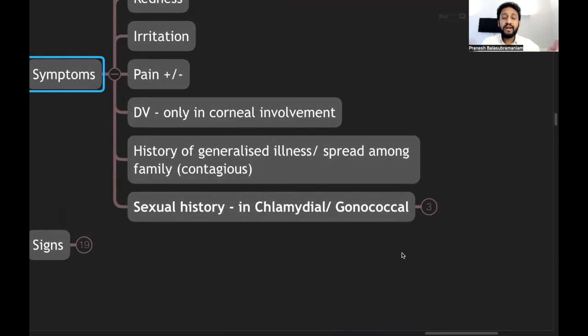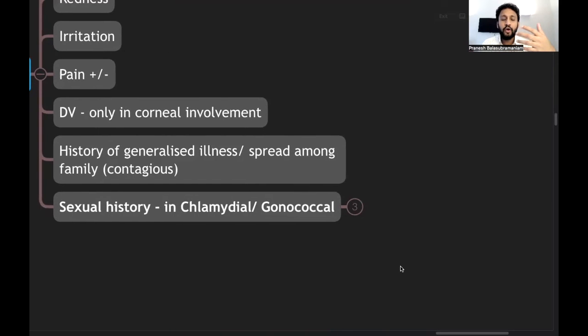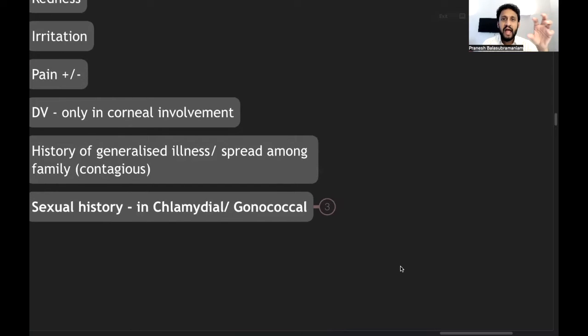What is even more important is that when a mother who's affected with chlamydia or gonococcal infections, she can transmit the infections to the baby, to the neonate, while giving birth. The infections can be transferred from the vaginal wall to the eye, leading on to an acute infective conjunctivitis happening in newborns less than 4 weeks of age.